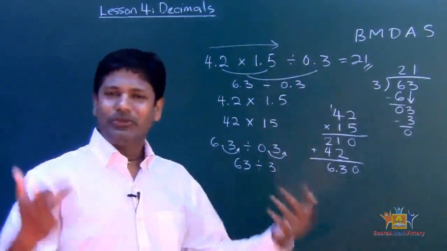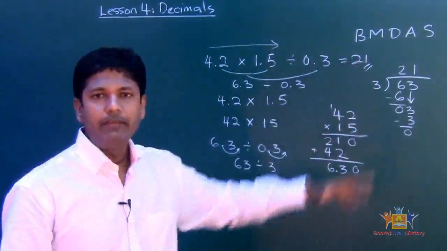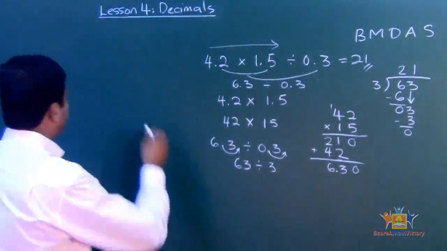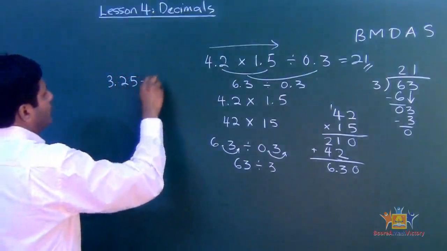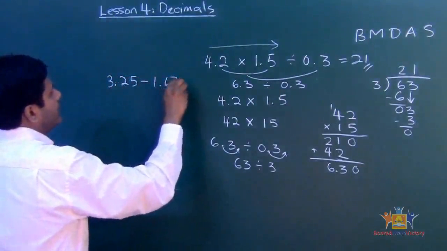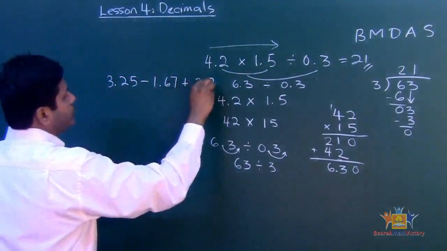Pretty easy, isn't it? So don't get panicked. Just use the rule, okay? Let's say, for example, if I give you another one. Let's say this time I give you 3.25 minus 1.67 plus 2.2. All right?